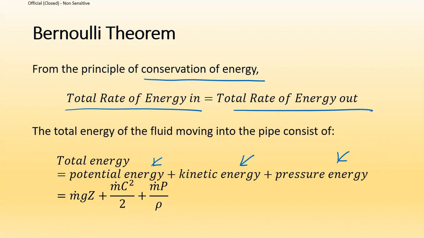The potential energy can be written as m dot g z, whereby z is the height from the datum. Kinetic energy is m dot c square over 2. All these two formulas must be very familiar to you because they are just mgh and half mc square, which we learned in secondary school. The last one is the pressure energy.